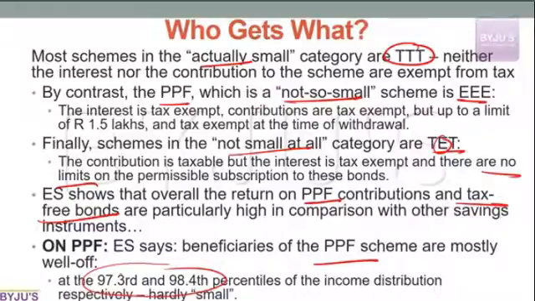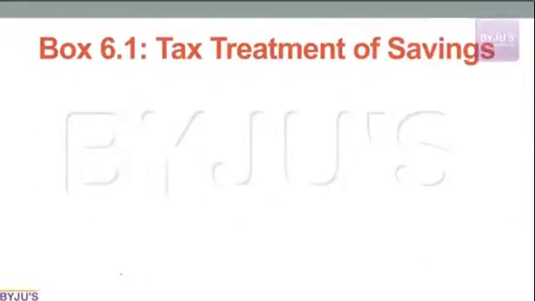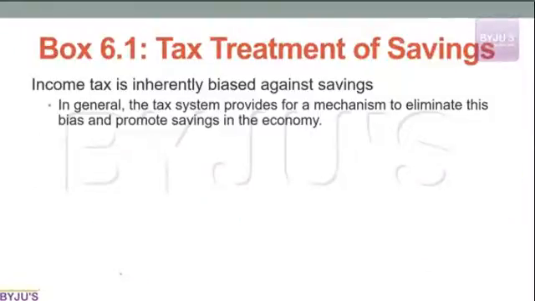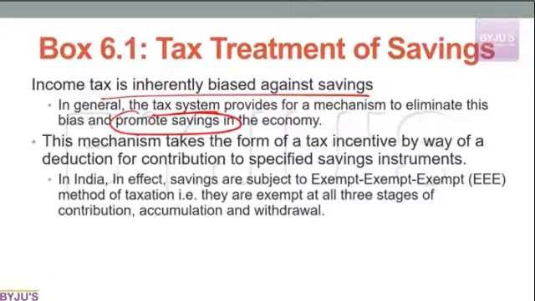And why are we subsidizing those things? Why are we tax exempting those things? So there's a complete box for this, box 6.1 of this chapter. It explains first of all why income tax is biased against savings, and we need to provide a tax system that eliminates this bias, promotes savings. So overall, promoting saving is important is what the Economic Survey says.